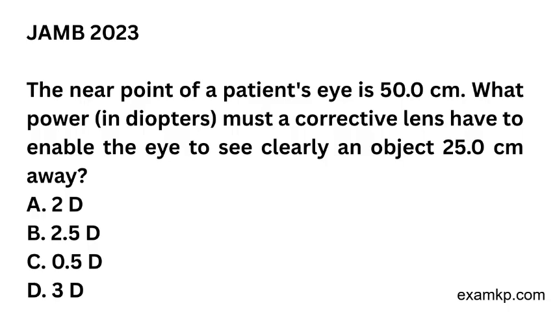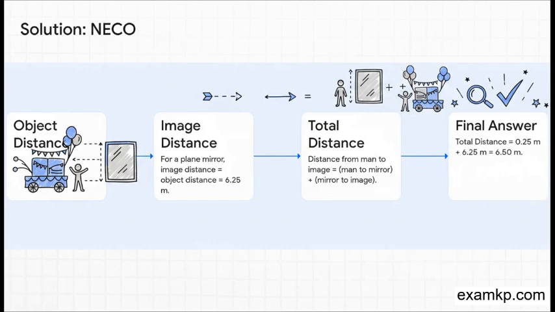Okay, last one. This is a tricky question from NECO that really tests if you understand how plane mirrors work with distances. So a man is holding a mirror 0.25 meters in front of him, and he's using it to see a parade that is 6 meters behind him. The question is, how far does the image appear to be from the man himself? You've got to be really careful with adding the distances here. Here's the logical way to solve it, step by step.